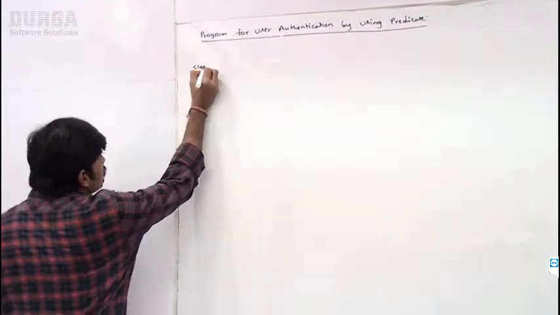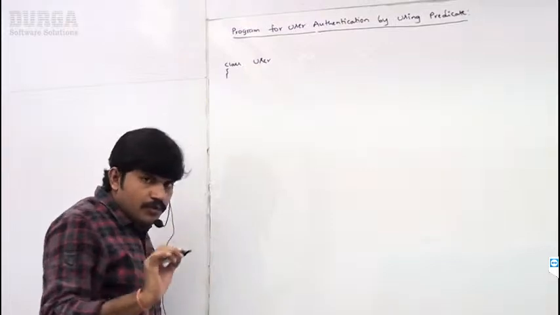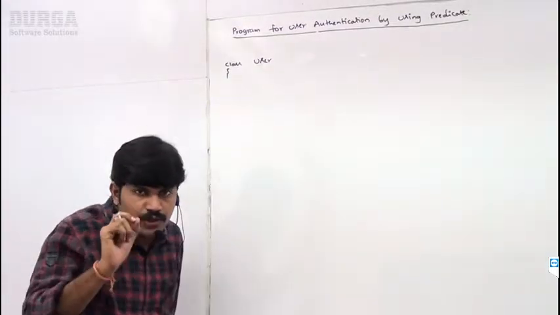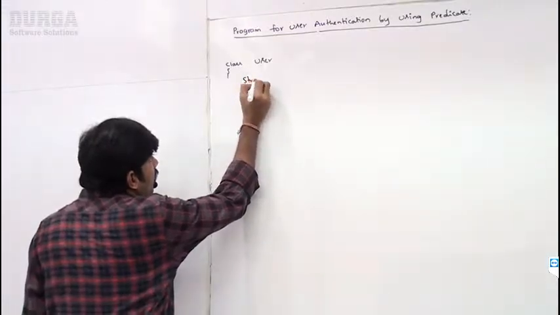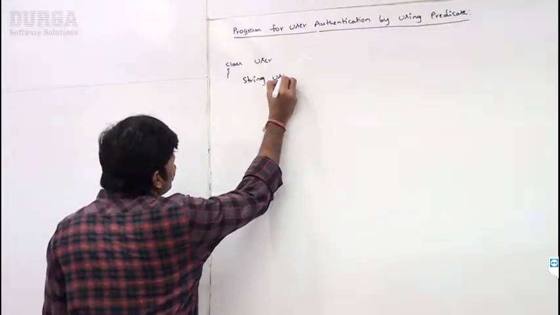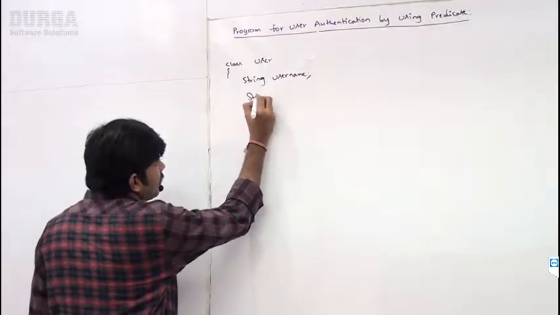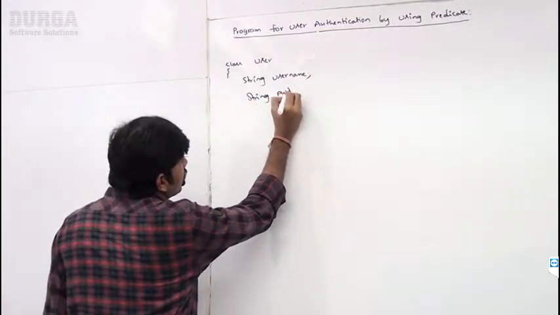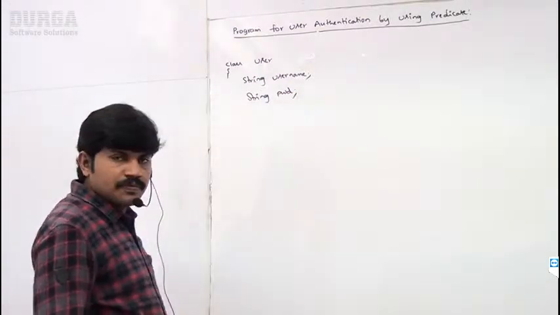I'm taking a class User. Every user contains a username and password. Are you getting that? Now I'm taking string username and then string password. Like this I'm taking. Every user contains a username and password.